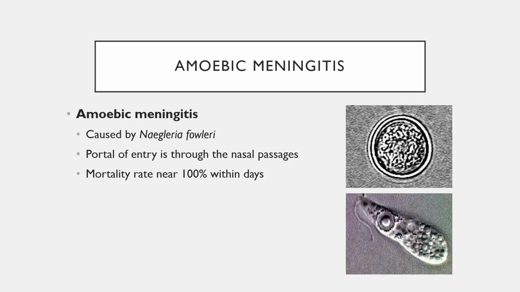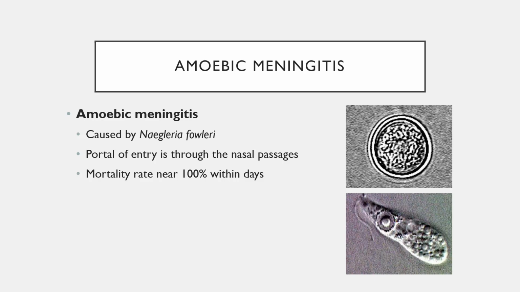Next, we have amoebic meningitis, which is colloquially referred to as the brain-eating amoebas. There are 2 varieties of amoebic meningitis. The first is just referred to as standard amoebic meningitis, caused by the species Naegleria fowleri. The portal of entry for this pathogen is through the nasal passages. It resides in warm freshwater sources, and people typically acquire this infection while they are swimming and get water in their nose.